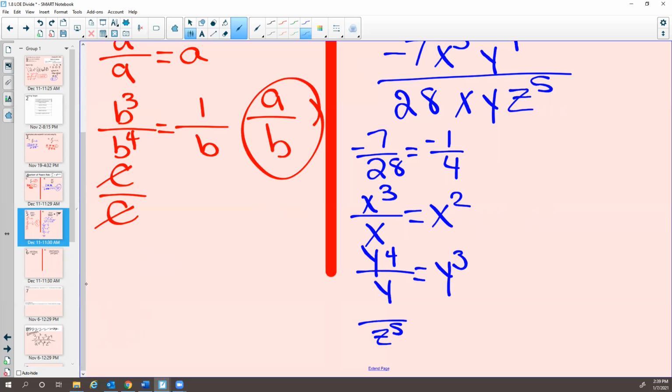So now let's put everything together. So on top, I'm going to have negative 1. I'm going to have x squared. I'm going to have y3. On the bottom, I'm going to have z5. And that's my final answer.